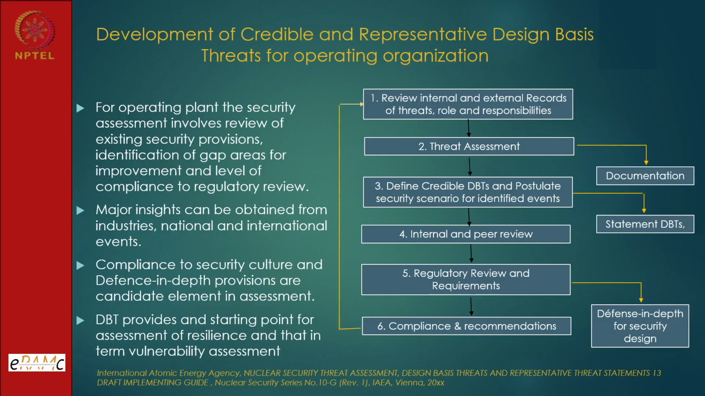Then a complete threat assessment is carried out, and it is documented also, as you can see here. Then define credible DBT and postulate scenarios. Now once we have defined this DBT and other events also, then internal and peer review is required. Internal review is the exhaustive exercise, and then peer review is required because we want some third party to contribute to improvement of this particular exercise in terms of security improvement. Then regulatory review is required, and then compliance and recommendation.